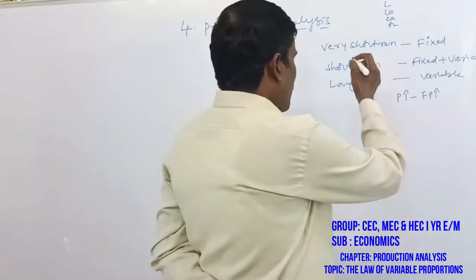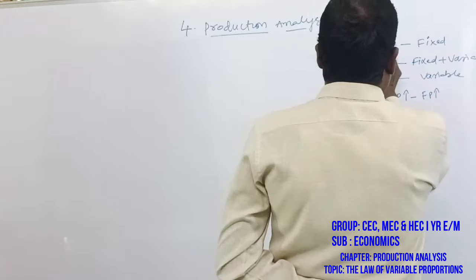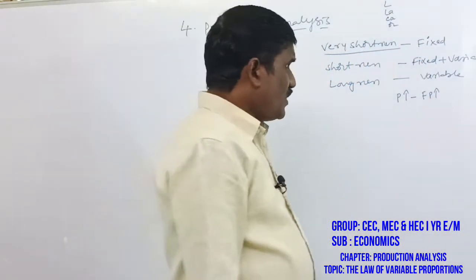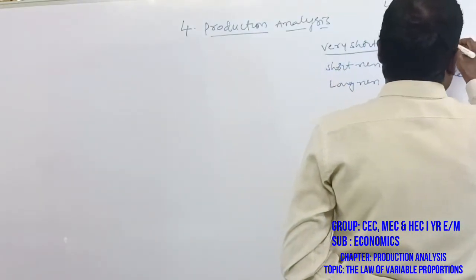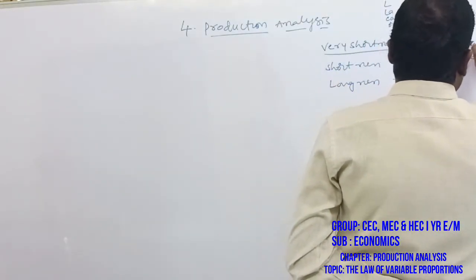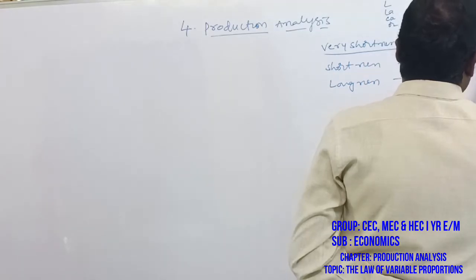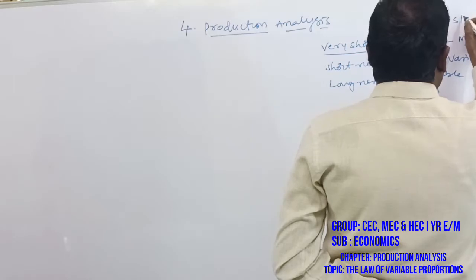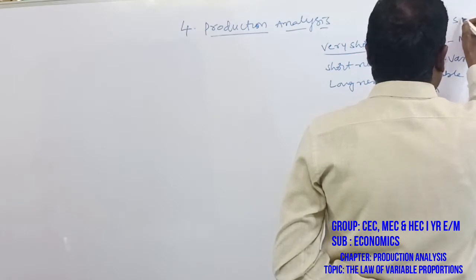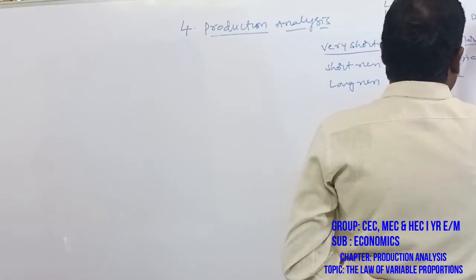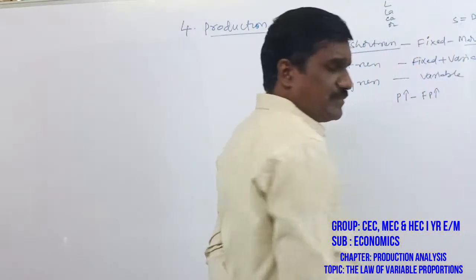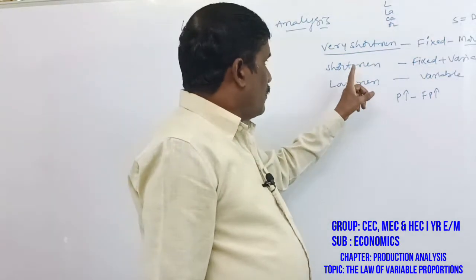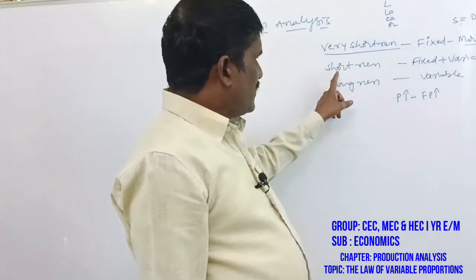For example, let us analyze the very short run. In the very short run, the production is not possible. Very short run is called the market period. Market means supply is constant. Supply is constant, the demand is more, then the prices will rise. So, very short run. Then short run.